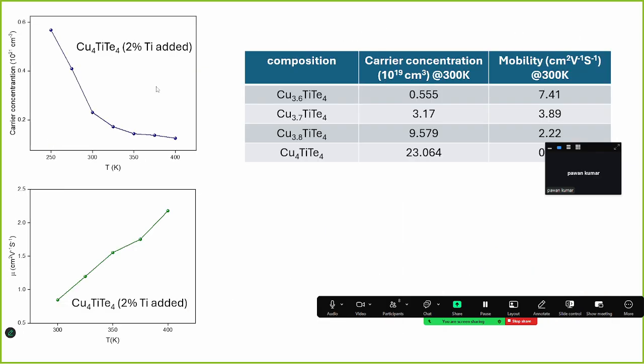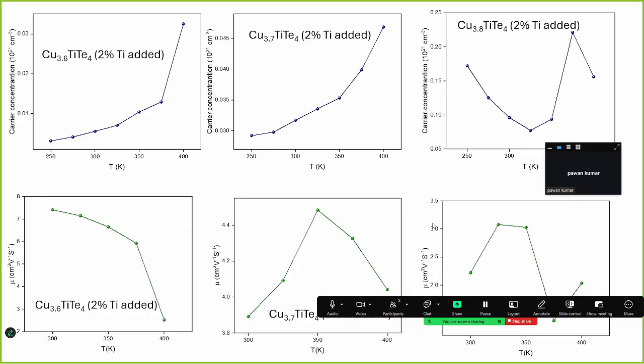For the next one, mobility is actually increasing. At 300 degrees, with decreasing copper concentration, the carrier concentration is decreasing and the mobility is increasing. That's fine. Can you go back a slide? You don't have low temperature data, right? No, only room temperature and above, 250 and above.